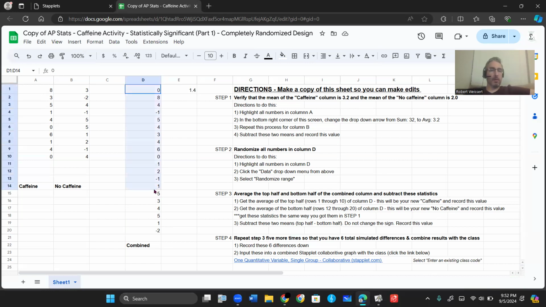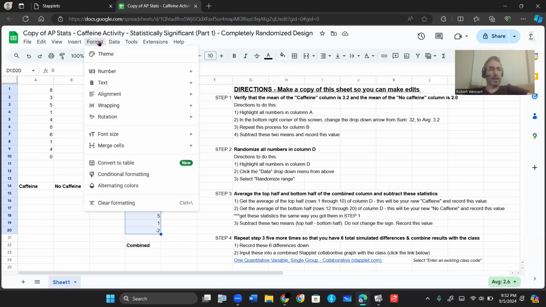You can do the same thing with a bunch. If you're in a classroom, do maybe 5 or 6 of these, combine them with all your students, and you can get a really big set of data. You can collaborate that by putting them into a single group, collaborative, one quantitative variable group in StatKey.